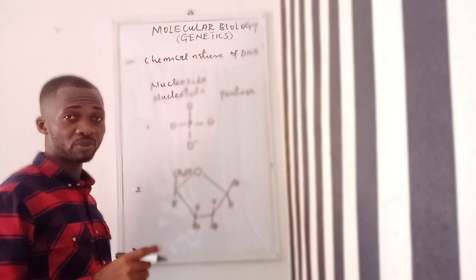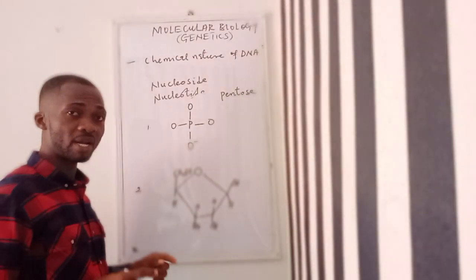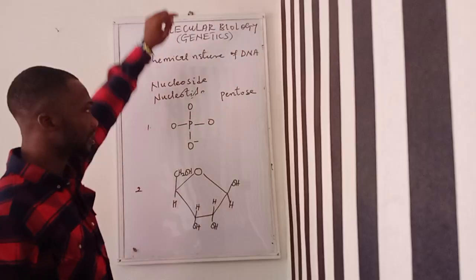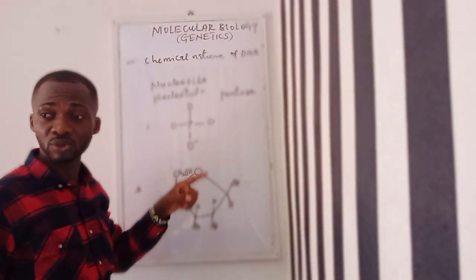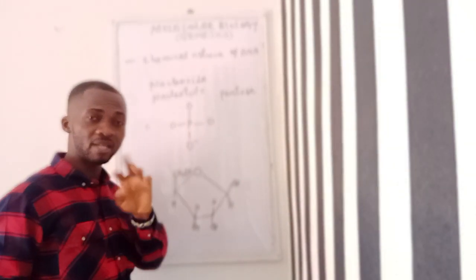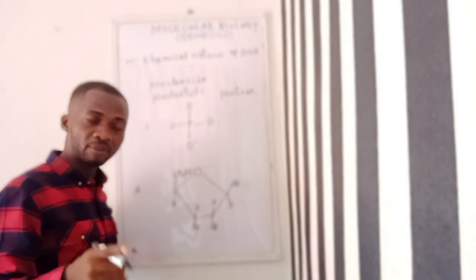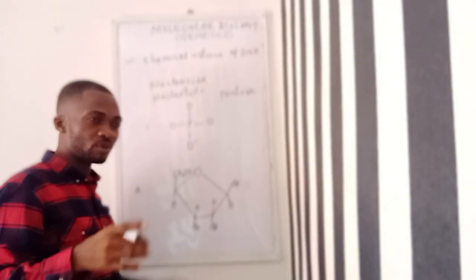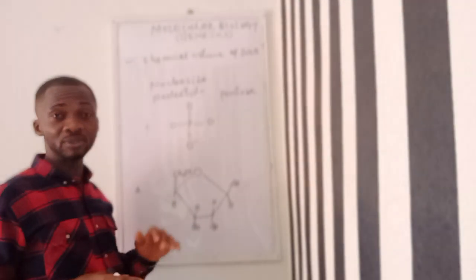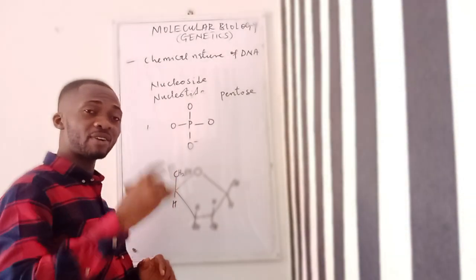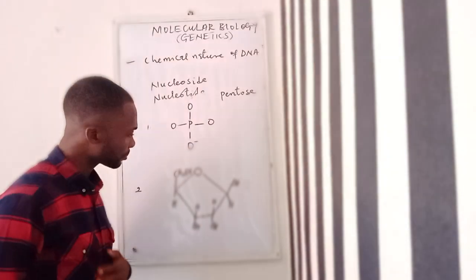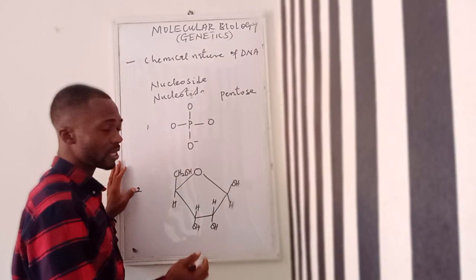I'll still tell you the difference between the pentose sugar and the ribose. The kind of sugar that is found in the nucleic acid is pentose sugar. A pentose sugar is a sugar that has 5 carbon atoms. So the sugar can be deoxyribose sugar or ribose sugar. Deoxyribose sugar is the one found in DNA, then ribose sugar is the one found in RNA. But this is a pentose sugar. And why is it a pentose sugar? Because it contains 5 carbon atoms.